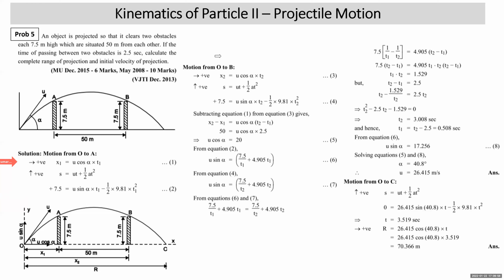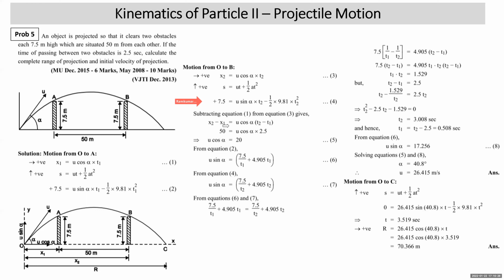Similarly, we write two equations from O to B. Horizontal displacement between O and B is x2 is equal to u cos alpha into t2. Vertical motion: as velocity at B is not into consideration, velocity at A is not into consideration, so we write only the equation s equal to ut plus half a t square. When I'm writing it from O to B, B is above O by 7.5 meters, so plus 7.5. Initial vertical velocity is u sin alpha into t2 minus half g t2 square.